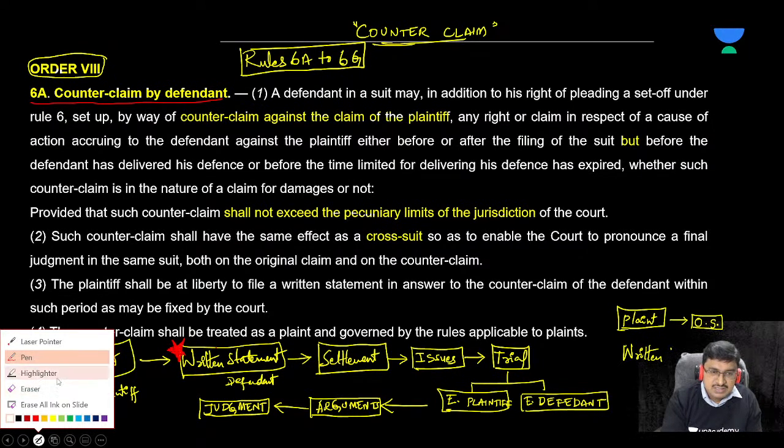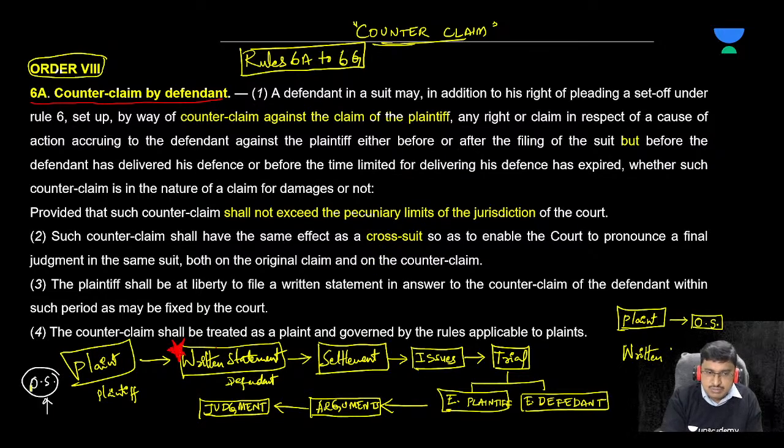Okay, I think you got the point. This is the original suit, this is the cross suit. Counterclaim is a cross suit, friends, so as to enable the court to pronounce the final judgment in the same suit, both on the original claim as well as on the counterclaim. Therefore, for the original claim, an original suit number will be assigned. For the counterclaim, a counter suit number will be assigned. CS number will be assigned for the counterclaim.